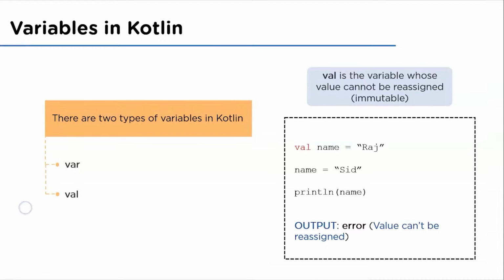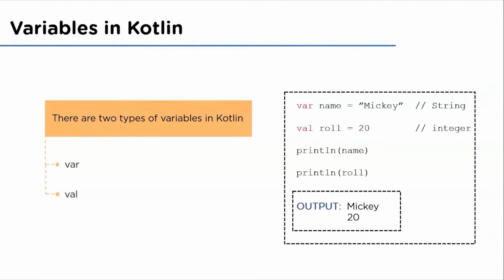Kotlin is smart enough to understand which is a string and which is an integer. So it is not necessary to specify the type. Like in this example, name is the string and roll number is the integer. But we haven't specified their type, and still there is no error. However, it is possible to specify the type if you want.